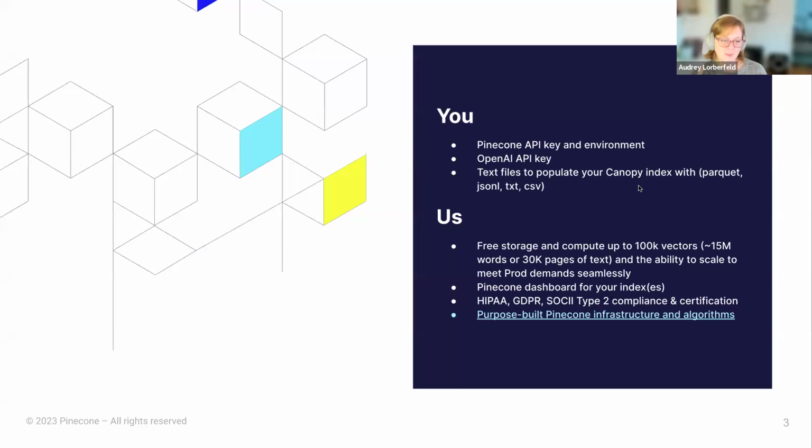And then because Canopy under the hood is powered by Pinecone, you get free storage and compute up to 100,000 vectors. That's about 15 million words or 30,000 pages of text. You get your Pinecone dashboard. So if anybody's used Pinecone before, you know we have a streamlined dashboard. And so all the Canopy created indexes will be on the same Pinecone dashboard where all of your other non-Canopy indexes live. We just got our HIPAA compliance. So if you're working with medical or personal medical data, that is very exciting. So we're HIPAA compliant, GDPR compliant, SOC 2 Type 2 certified, and everything about Pinecone is purpose-built for vector computation.